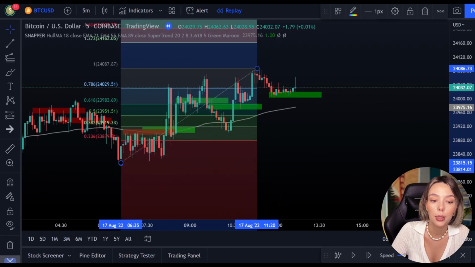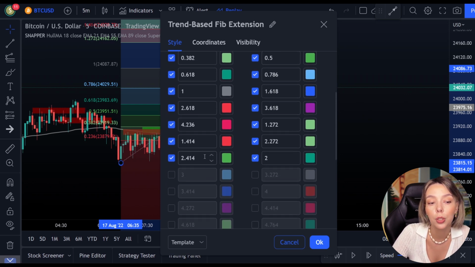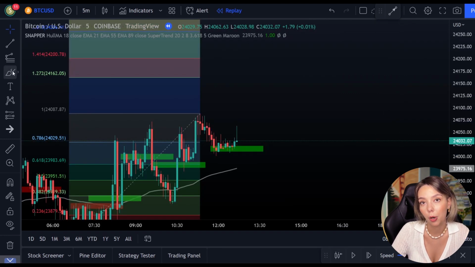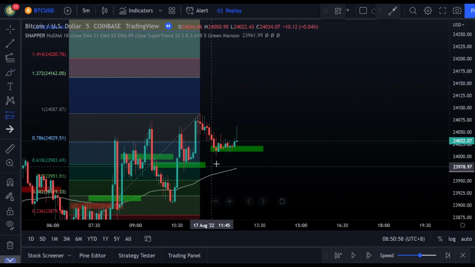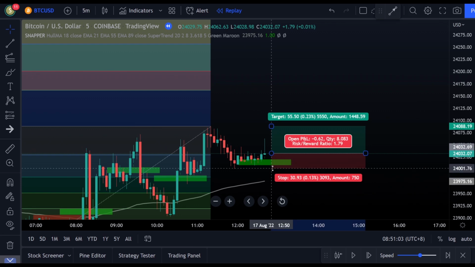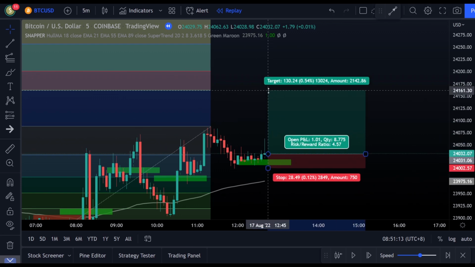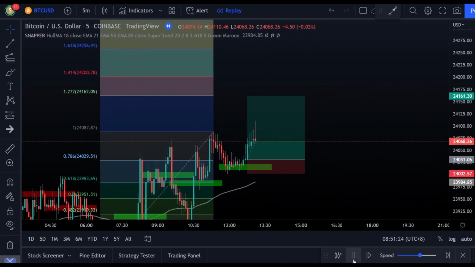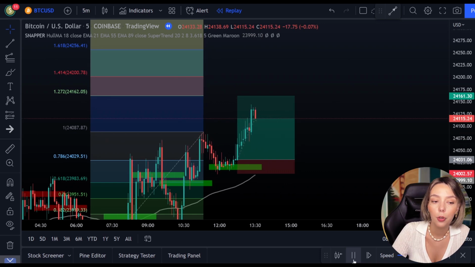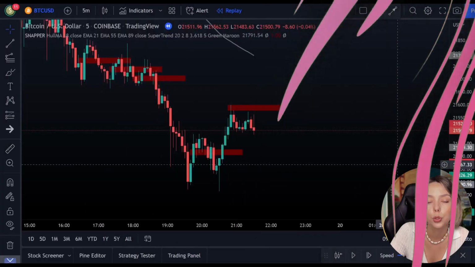By the way, you need to access the settings on the Fibonacci and enable these numbers up to 2.41, 4 and 2. Okay, now we're going to set our take profit target. At the first Fibonacci level, we see the price easily triggers our target.